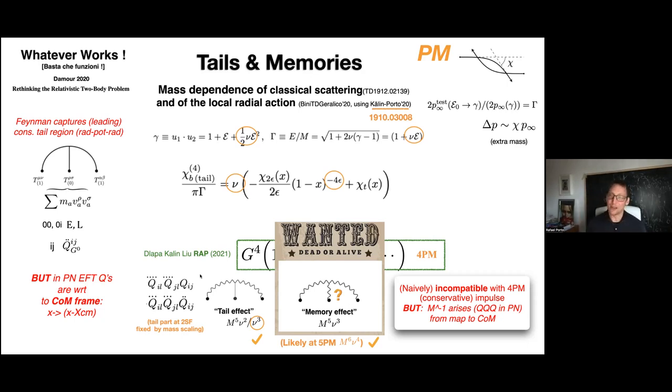But recapping, we only were able to get the tail part: the tail, the nu, nu squared, nu q, all these guys are there. However, for sure at 5 PM this memory is going to show up. Whether there is a memory at 4 PM, I should shut up and say, I don't know. I'm not sure it's zero. That's all I'm saying, okay?